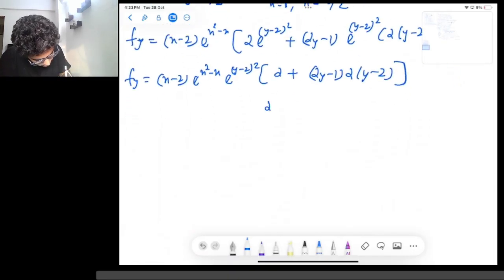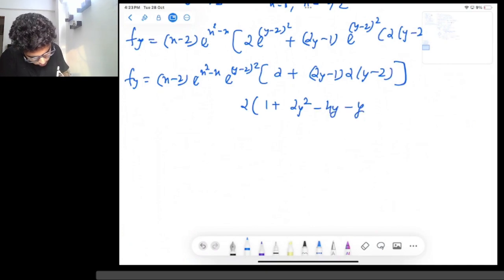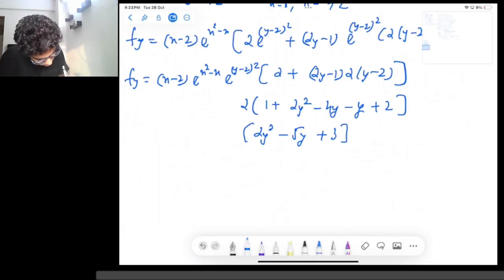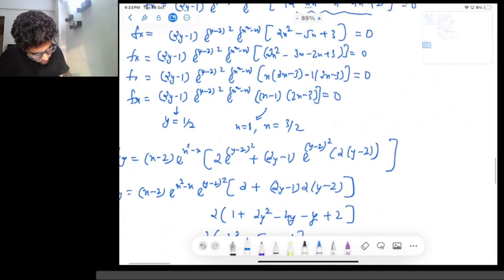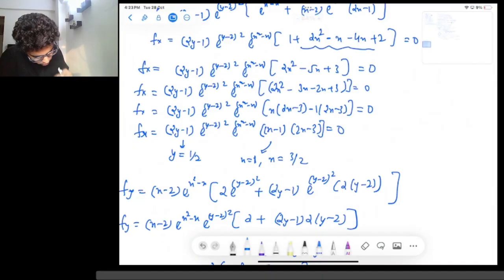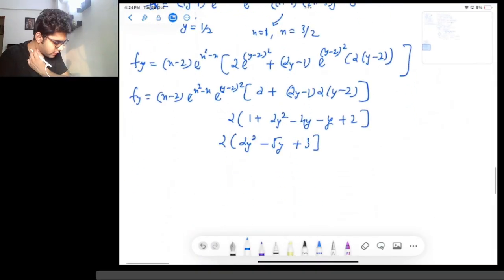So this will be basically 2 plus, if I just take 2 common, so 2 comes outside, 1 plus 2y square minus 4y minus y plus 2. So this again becomes 2y square minus 5y plus 3, right? And this was the same term as before. If we just see here, this was the same term as before. So 2x square minus 5x plus 3 and 2y square minus 5y plus 3.